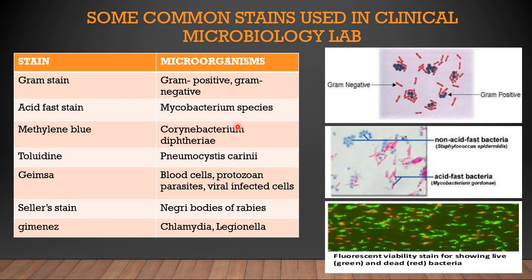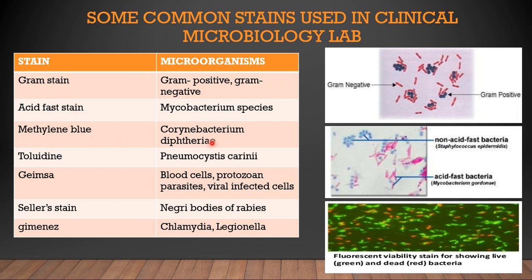In the same manner, here is acid-fast staining. Here you can see there is a blue and a pink color. The pink color indicates the acid-fast bacteria, for example Mycobacterium. And the blue color indicates the non-acid-fast bacteria, for example Staphylococcus epidermidis. As we are using more than two dyes and it differentiates the groups of bacteria, we call these stains differential stains.